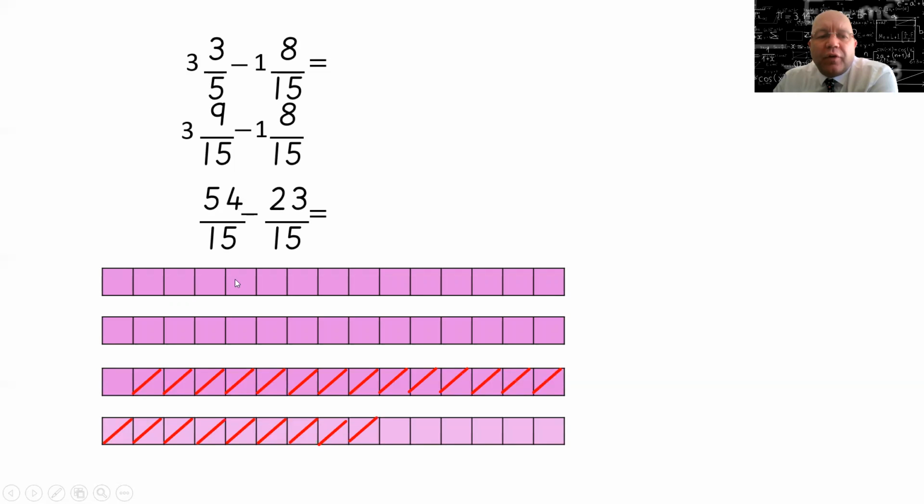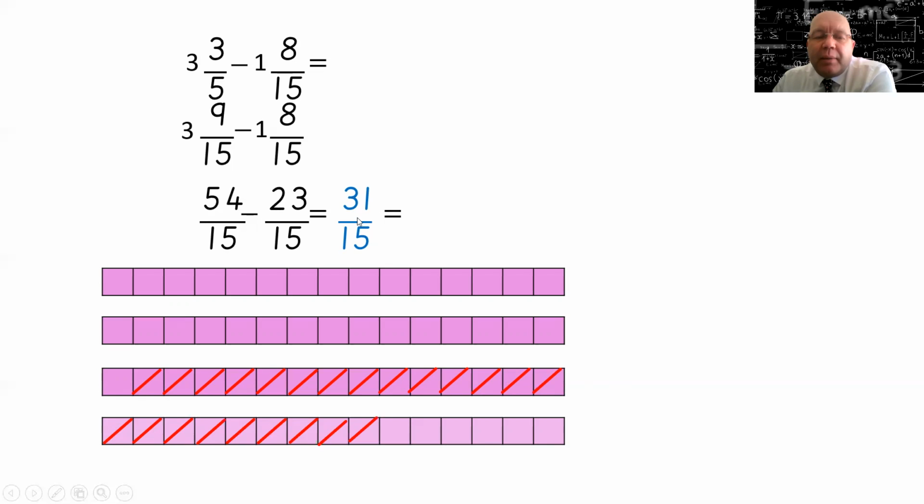So 1, 2, 3, 4, 5, 6, 7, 8, 9, 10, 11, 12, 13, 14, 15. There's our 3. And then we've got 1, 2, 3, 4, 5, 6, 7, 8, 9. So there's our 3. Up to that point there is our 3 and 9/15, or our 54/15. And then we've taken away 23. 1, 2, 3, up to 23. So we're left with 31 15ths.